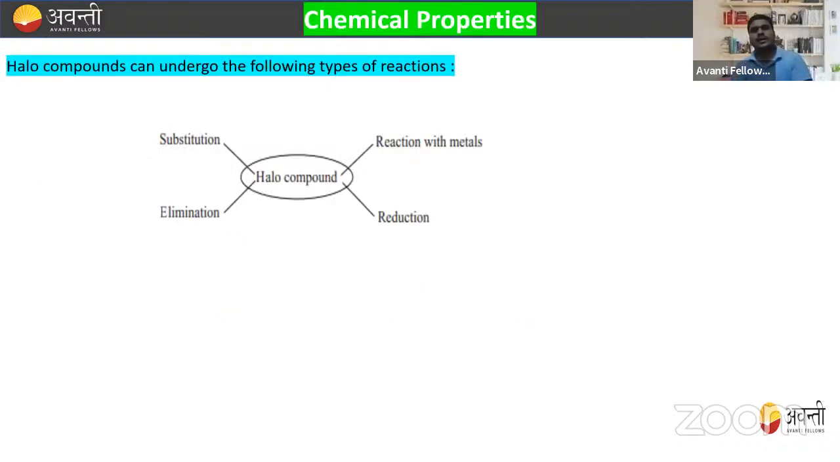Now, chemical properties: halo compounds can undergo the following types of reactions. So which type of reaction do halo compounds generally undergo, beta? Halo compounds undergo four types of reaction mainly. The first one is substitution reaction. The second one is elimination reaction. The third one is reaction with metals. And the fourth one is reduction. So basically halo compounds undergo four types of chemical reaction: substitution, elimination, reaction with metals, and reduction. So these four types of reaction they generally go through.